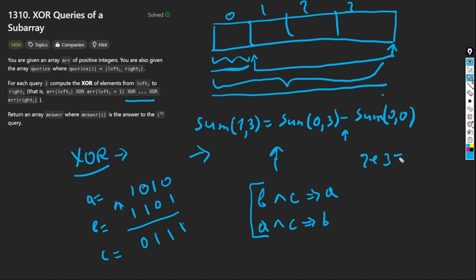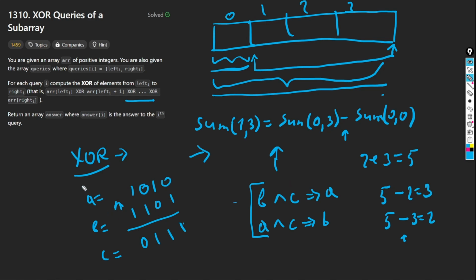2 plus 3, which is 5. Now if you take 5 minus 2, this gives you 3. 5 minus 3, this gives you 2. So you see, in order to reverse the addition, we use the minus, the subtraction. But in order to reverse the XOR, we just use XOR itself.